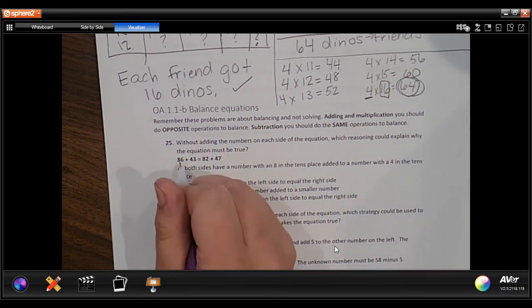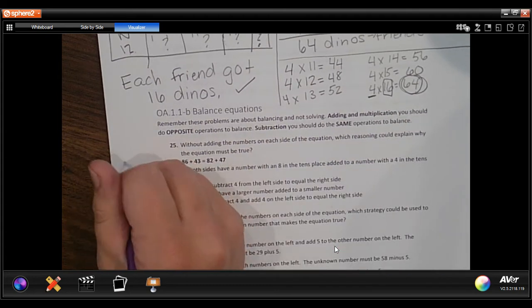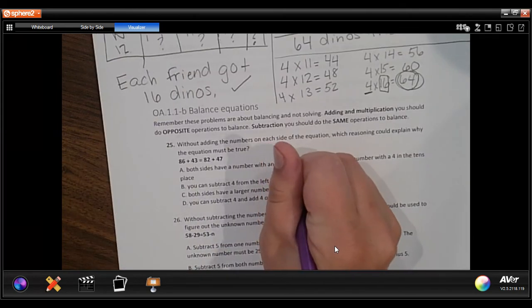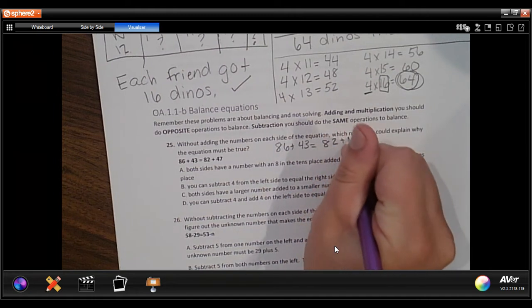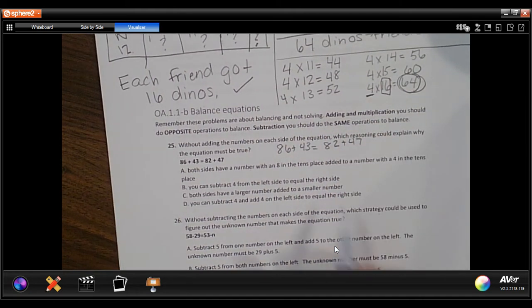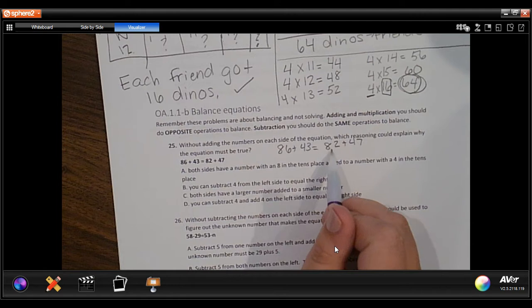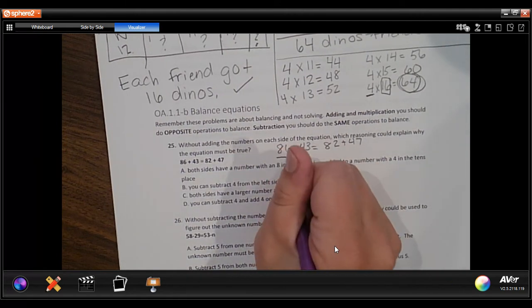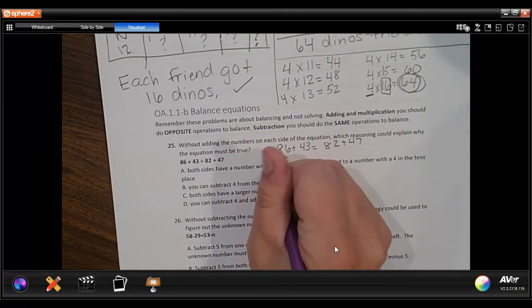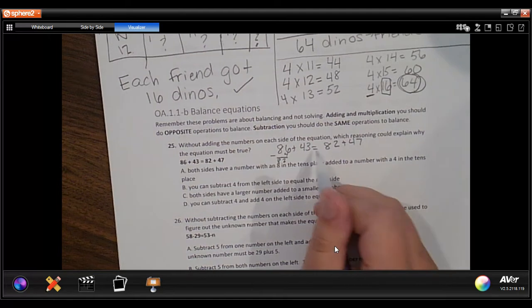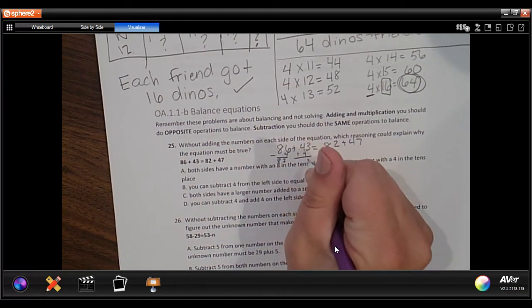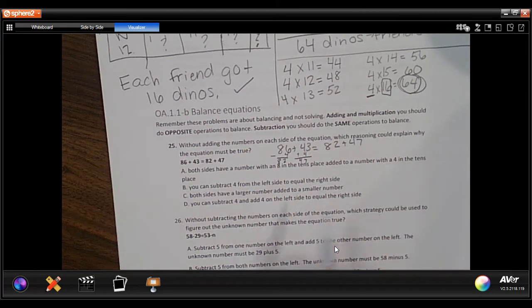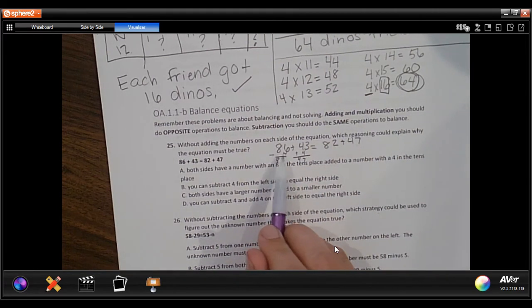Without adding the numbers on each side of the equation, which reasoning could explain why the equation must be true? So I'm going to write this over here because I have a little more space. 86 plus 43 equals 82 plus 47. I want to make these balanced. In order to make 86 equal to 82, I have to subtract 4. Then I want to make 43 equal to 47. I have to add 4. I have to do the opposite operation. So now they're balanced. I subtracted 4 from one and I added 4 to the other.